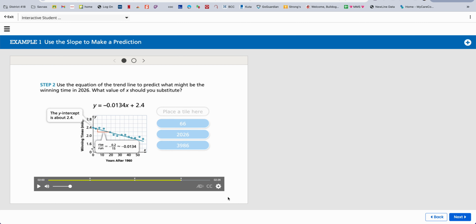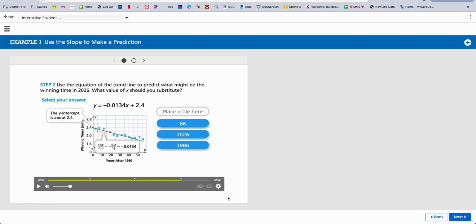Okay, so we want to find out what... select your answer. It's 66. Why 66 and not 2026? Well, that's the year that the Olympics are happening. But why is 66 correct? Because what does the x-axis say? Oh, 1960. Years after 1960.